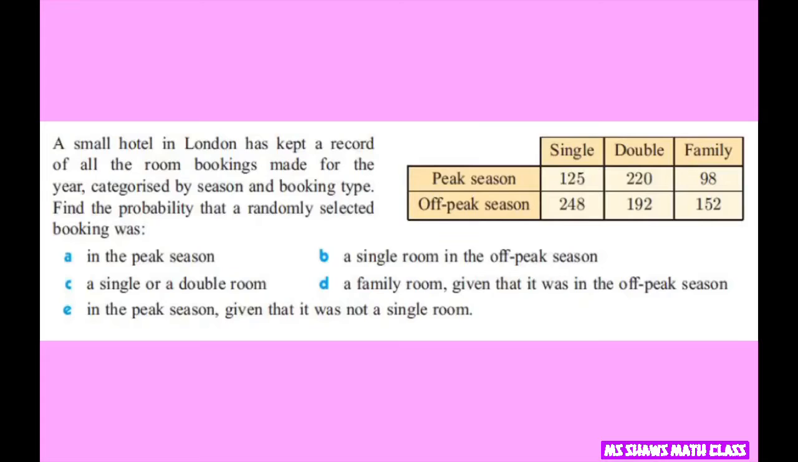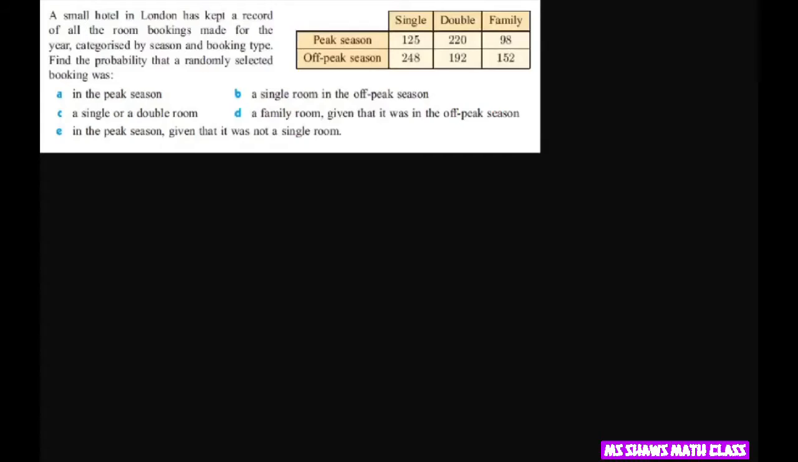A small hotel in London has kept a record of all the room bookings made for the year, categorized by season and booking type. So here's your booking type here, and your season is either peak season or off-peak season. So we're going to answer some questions regarding probability. And the first thing we have to do is add these numbers up and make a total here and down here. So let's do that.